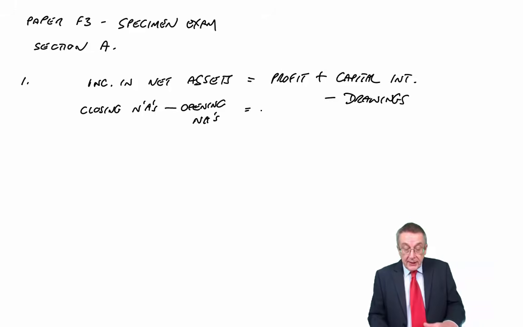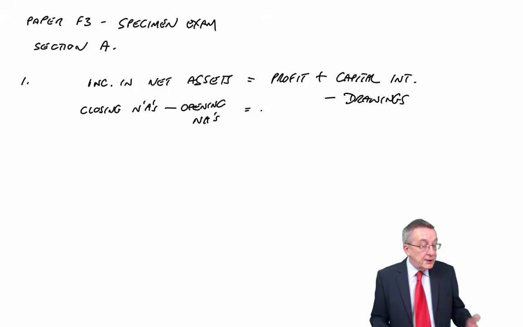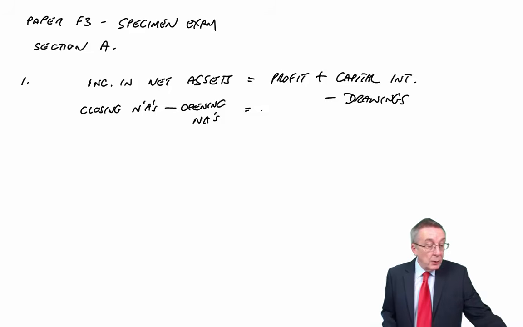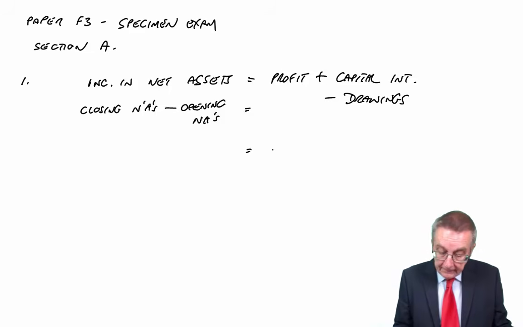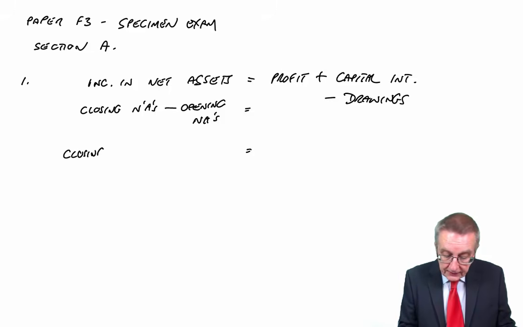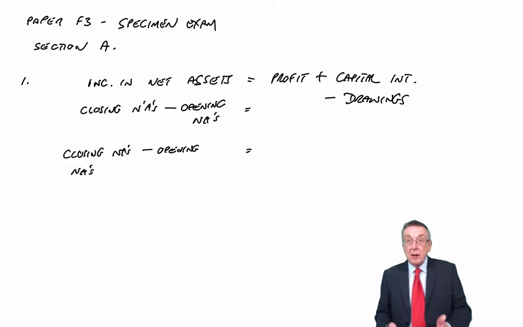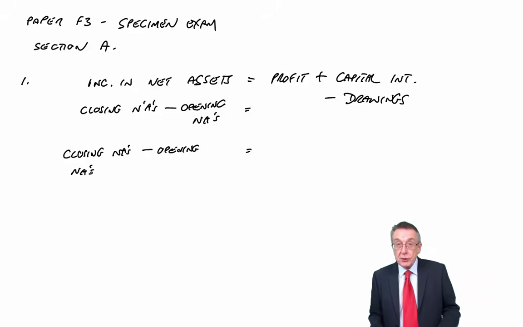And so that's the equation. It's just a question of rearranging it to get what they want here. They want to know what the net profit is. And so closing net assets minus opening net assets. Well, we said it's profit plus capital minus drawings.